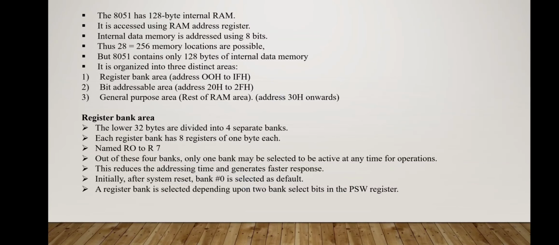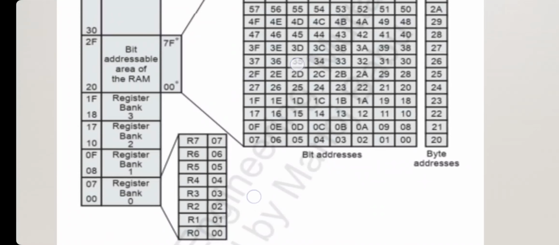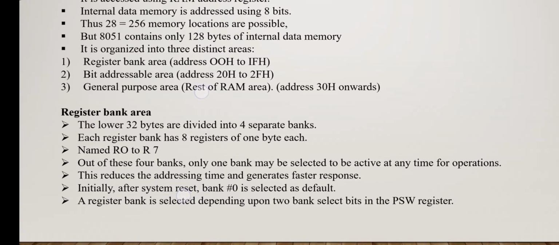First one is the register bank area. We know that in the register bank area we have register bank 0, bank 1, bank 2, bank 3. We have 4 register banks. Each has 8 bytes, so in total we have 32 bytes, which are divided into 4 separate banks. Each register bank has 8 registers of 1 byte each, that is R0 to R7. We have already looked at each having registers R0 to R7, 1 byte registers.